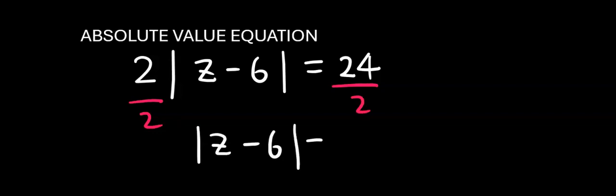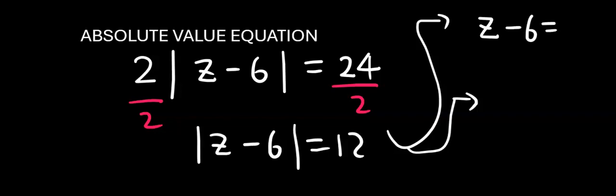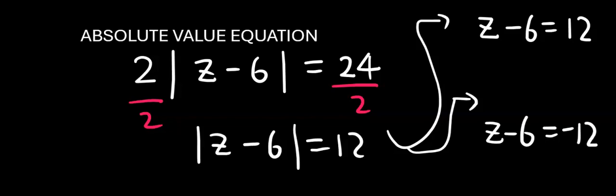What if it keeps growing and becomes a little bit longer equation? Let's say we have 2 times the absolute value of z minus 6 is 24. How about that? Did you see I'm going to divide by 2 on each side first? That is correct. Then you have the absolute value of z minus 6 is 12. And then we can rewrite in 2 situations: z minus 6 is +12 and -12.